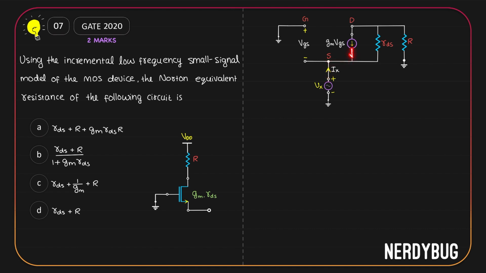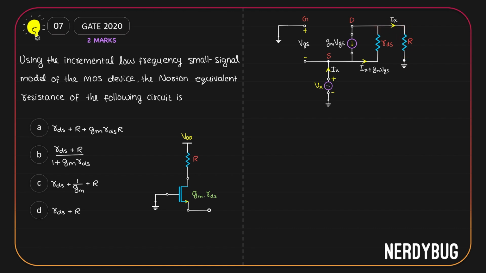GMVGS is also flowing into it. So the current that flows through here and further flows through RDS will be Ix plus GMVGS. Now see this node. Ix plus GMVGS is flowing into the node. Out of that, GMVGS is flowing out of the node. That means whatever is left, which is Ix, will flow like this through R.